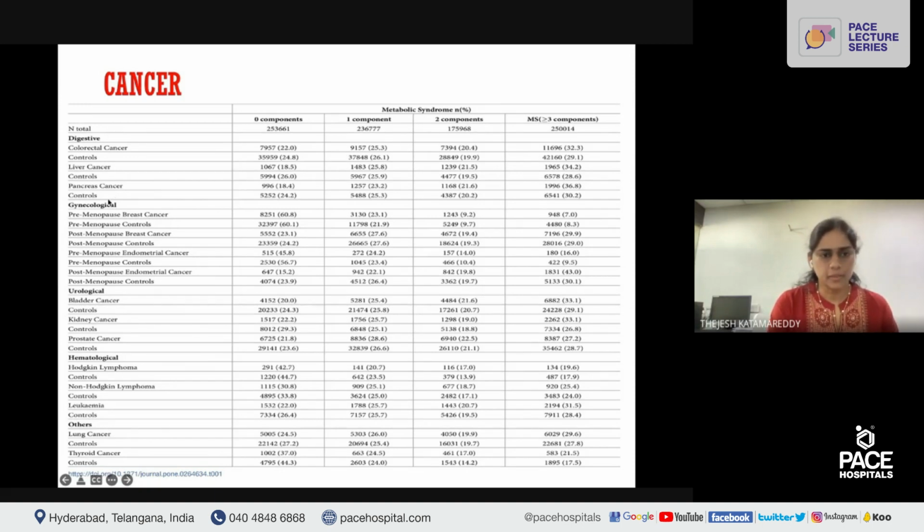All these cancers are proven in the studies, with the exception of premenopausal breast cancer. Everything else increases with the increase in the number of components of the metabolic syndrome.